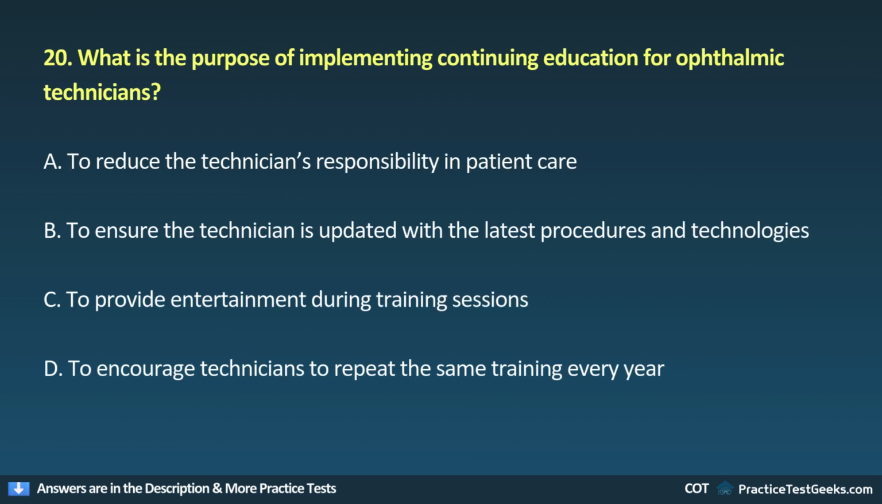20. What is the purpose of implementing continuing education for ophthalmic technicians? A. To reduce the technician's responsibility in patient care. B. To ensure the technician is updated with the latest procedures and technologies. C. To provide entertainment during training sessions. D. To encourage technicians to repeat the same training every year.